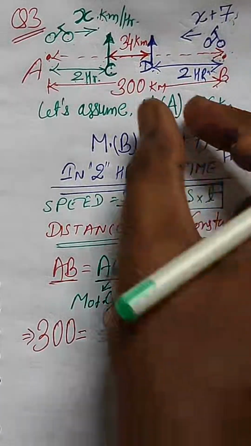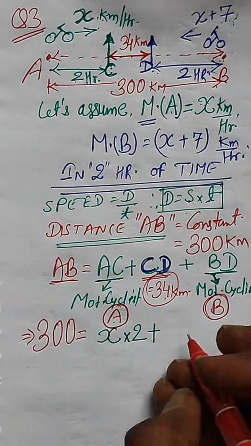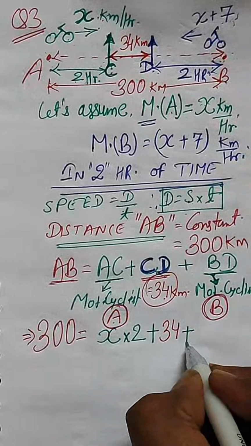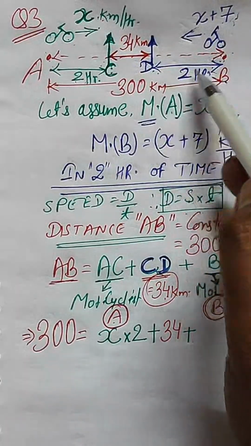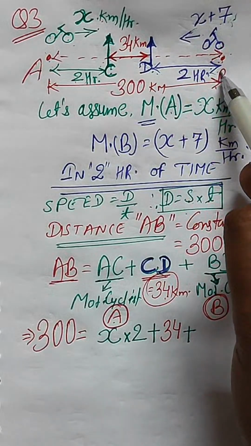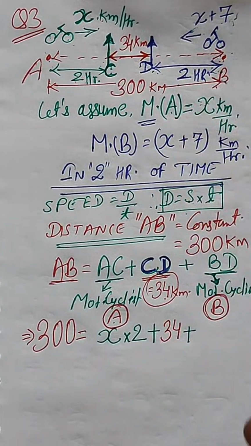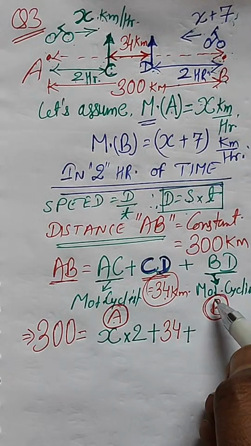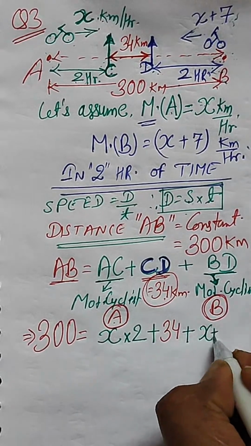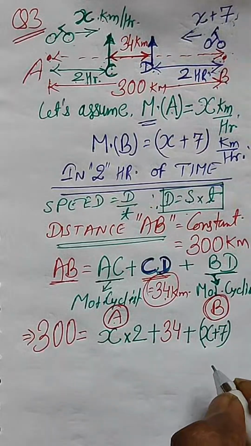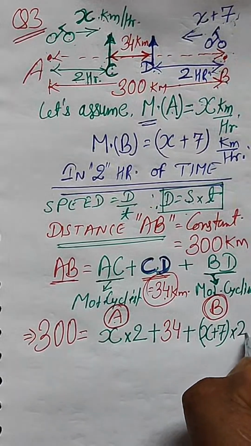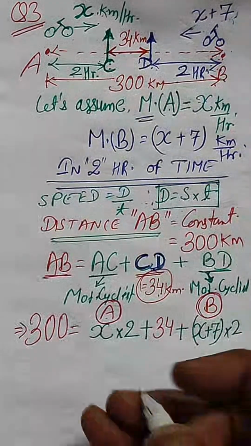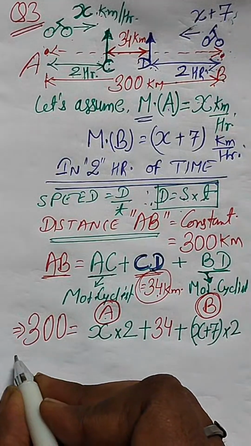plus the distance CD, and distance CD is 34, right? Plus the distance BD, the distance covered by motorcyclist B in 2 hours of time. That is equal to speed into time. And what was the speed of motorcyclist B? That was x plus 7. And he also drove for 2 hours. So this will be x plus 7 into 2. Now, when you solve it, you can get the answer.